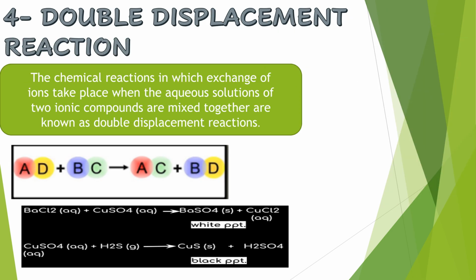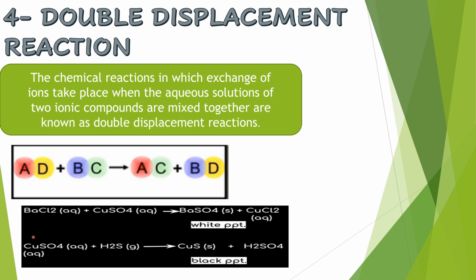The fourth one is double displacement reaction. In this reaction, exchange of ions takes place when aqueous solutions of two ionic compounds are mixed together. This is known as double displacement reaction. The general form is, for example, AD is a compound which is mixed with BC. BC is also a compound. So in this reaction, the ions will get exchanged. In this, we see AC plus BD.